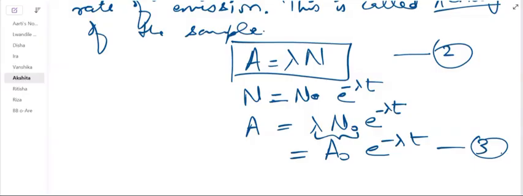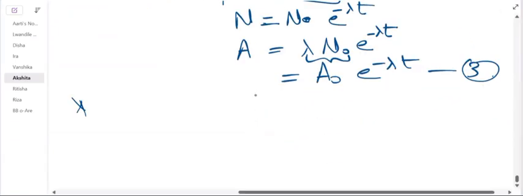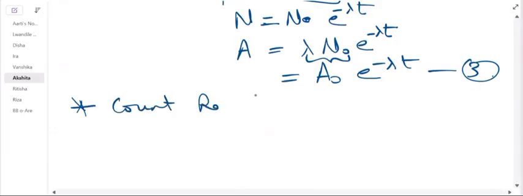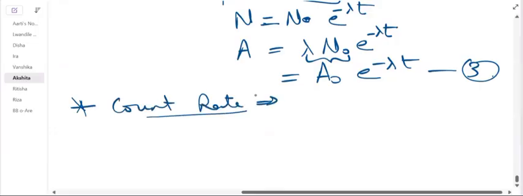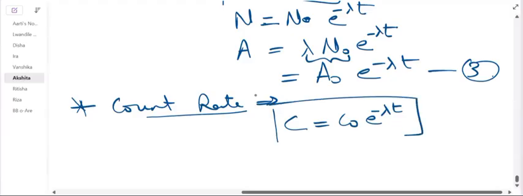Ma'am, it's complete. Are you done? Yes. So now after this, we are having count rate. Okay. So let's focus upon the next topic, and that is count rate. So what is count rate? Check. Count rate is basically C equals C naught e to the power minus lambda t. Okay. So the higher the activity of the source, the higher will be the count rate a detector will detect for the ionizing particles. Understood? Yes, ma'am.